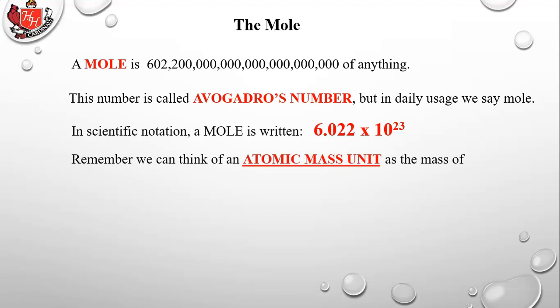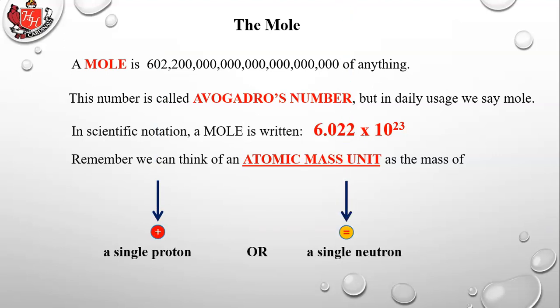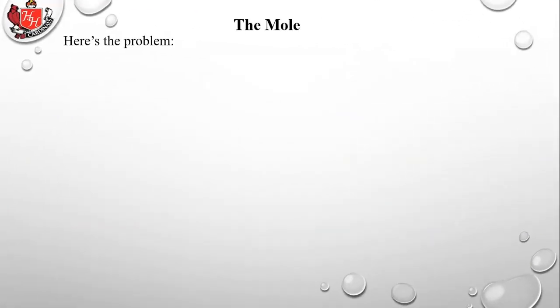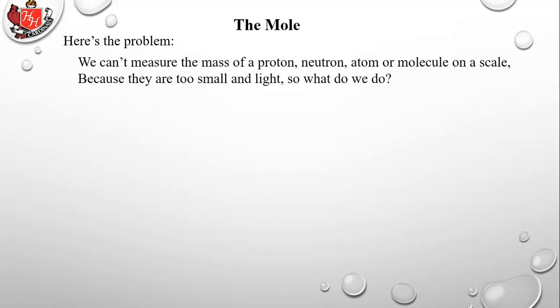Remember, we can think of an atomic mass unit as the mass of a single proton or a single neutron. So here's the problem. We can't measure the mass of a single proton, neutron, atom, or molecule on a scale because they're too small and they're too light. So what do we do?